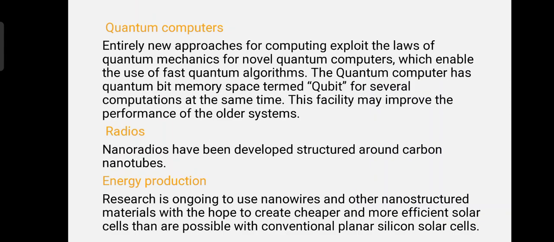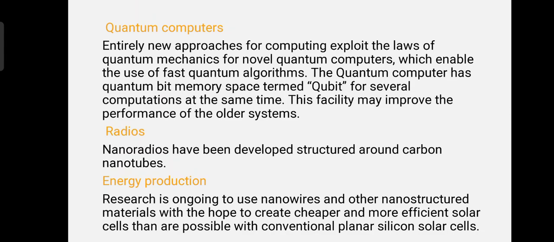Quantum computers: entirely new approaches for computing explore the laws of quantum mechanics for novel quantum computers, which enable the use of fast quantum algorithms. The quantum computer has quantum bit memory space, called a qubit, for several combinations at the same time. This facility may improve the performance of older systems. Radios: nanoradios have been developed structured around carbon nanotubes.